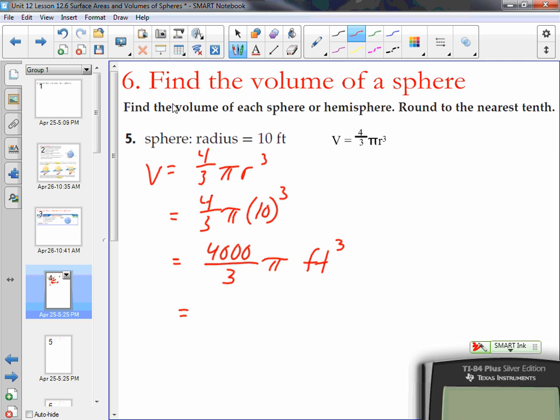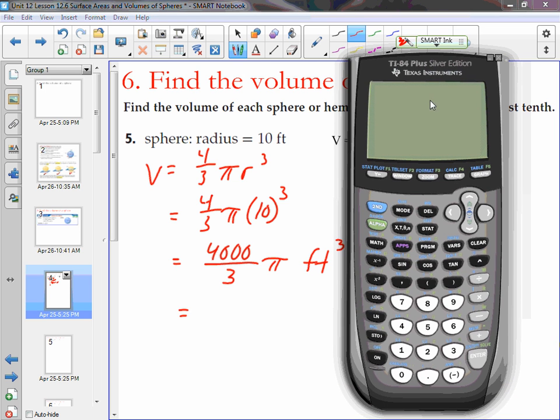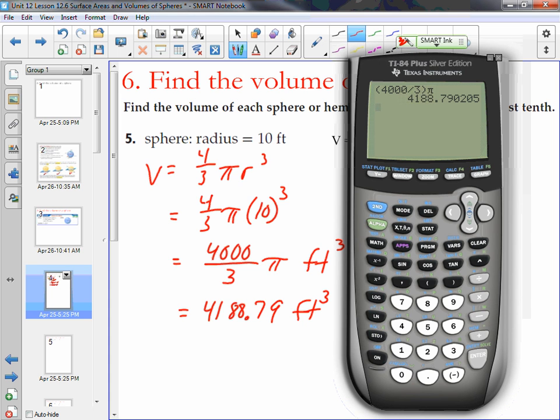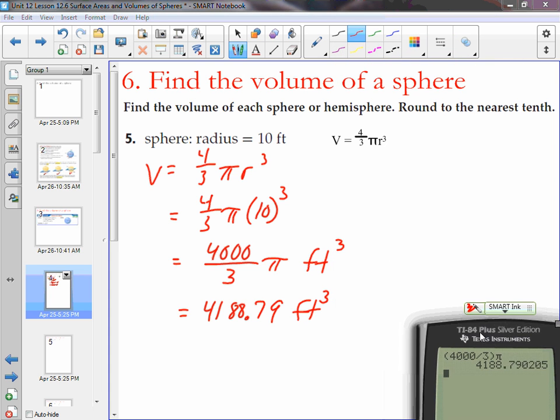Now, when we punch this in to get the estimated answer, you can do it in one step if you use parentheses. Parentheses, 4,000 divided by 3, close the parentheses, times pi, and there it is. So 4,188.79 cubic feet. Not so bad.